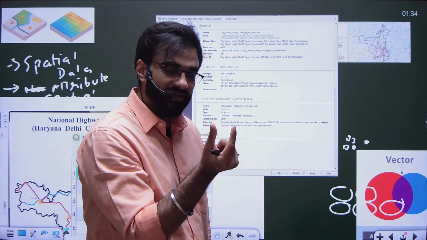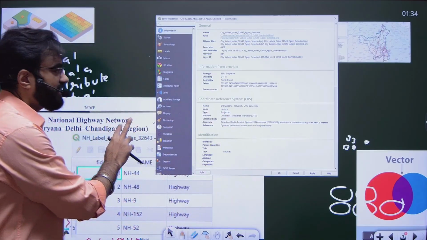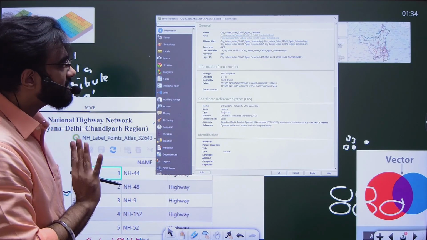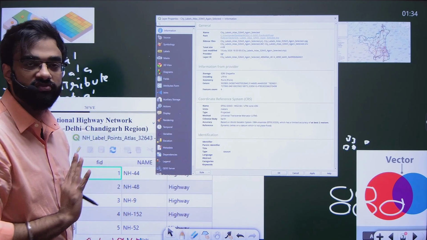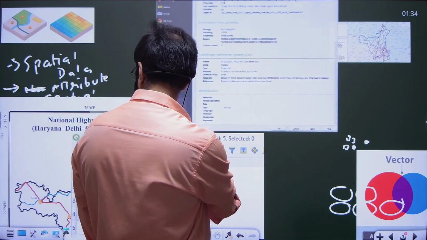Okay, so these are the components associated with spatial and non-spatial data. So these are the three basic types of GIS data. I hope this is clear.